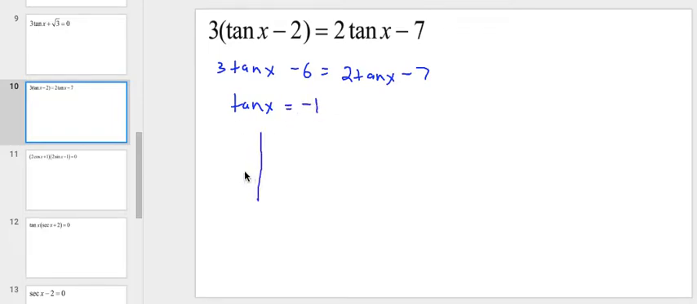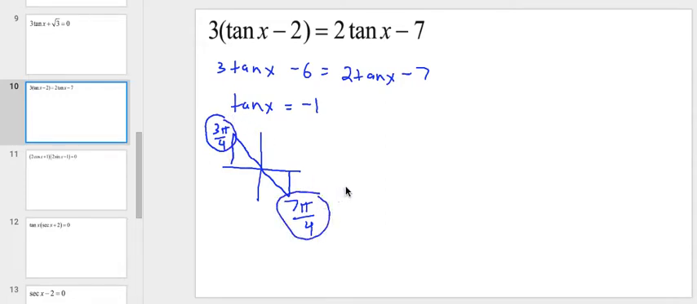So tan x is negative 1 in two spots. They have to be in quadrants 2 and 4, and tan x is specifically the value of 1 when it's pi over 4 or a 45-degree angle. So I'm going to draw a 45-degree triangle in the fourth and in the second quadrants. These two angles are 3 pi over 4 and 7 pi over 4. And there are only two answers to the original equation between 0 and 2 pi.